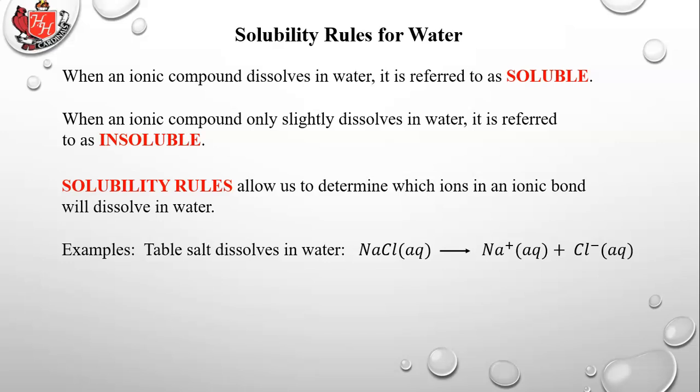So examples: table salt dissolves in water. NaCl produces sodium ions and chloride ions. Now, this is where it's really important to include the states of matter after the compound or after the ions or the elements. So (aq) is aqueous, meaning specifically that it's in water.